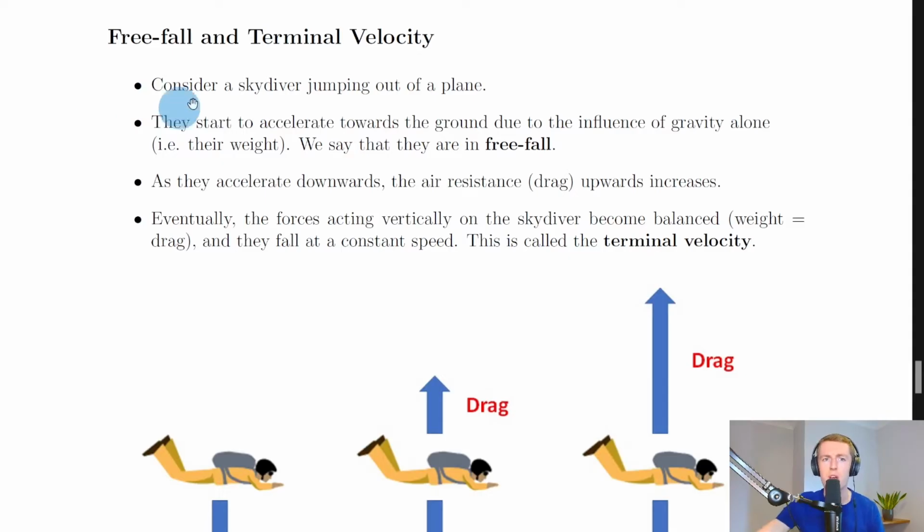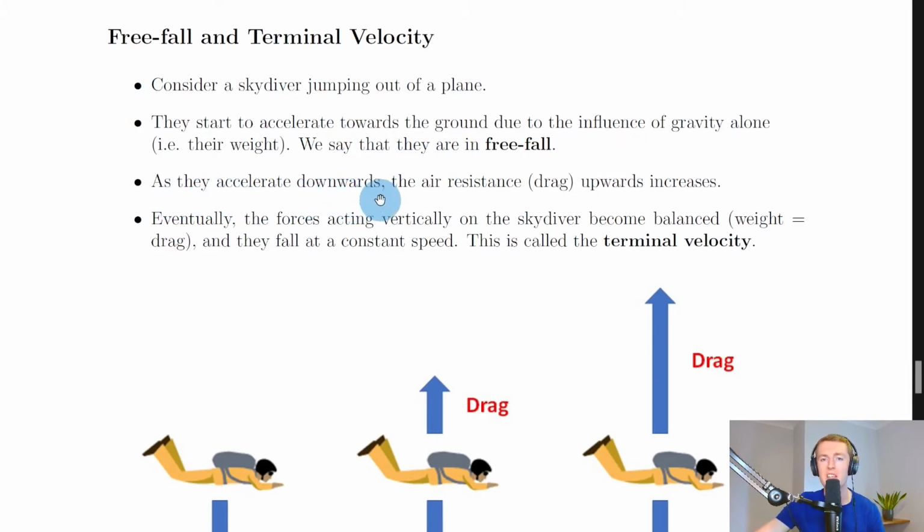certain scenario. So consider a skydiver jumping out of a plane. It says that they start to accelerate towards the ground due to the influence of gravity alone, i.e. their weight. We say that they are in free fall. So any object that is under the influence of gravity alone, we say to be in free fall.